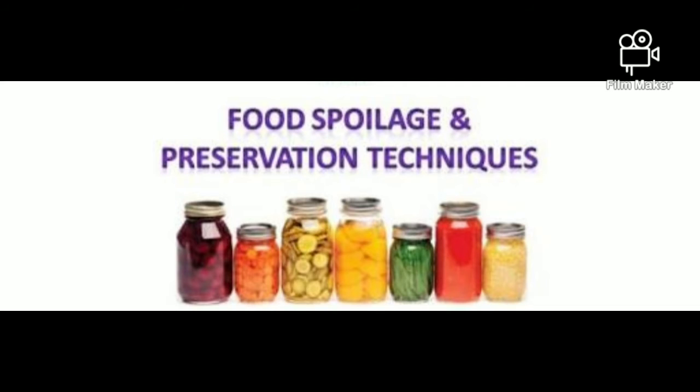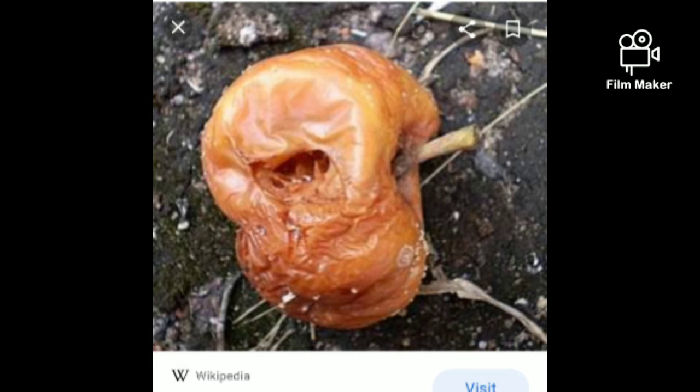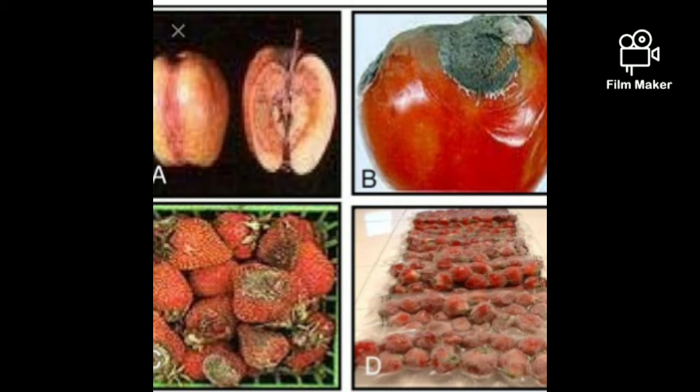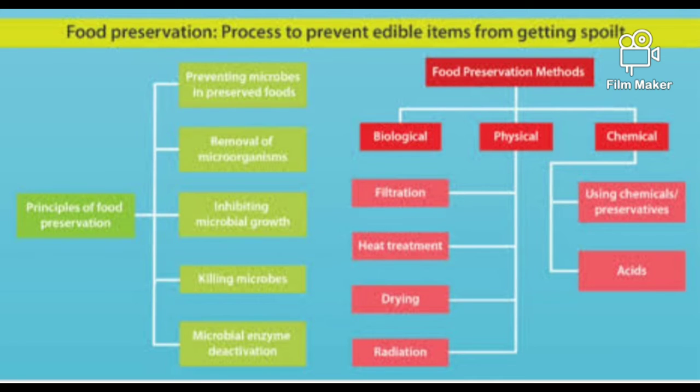Food spoilage and preservation techniques. Food preservation is a process to prevent edible items from getting spoiled. Principle of food preservation: preventing microbes in preserved food, removal of microorganisms, inhibiting microbial growth, killing microbes, microbial enzyme deactivation.